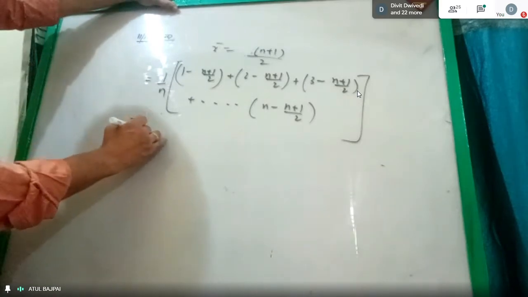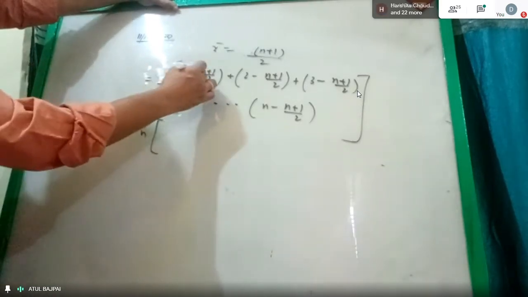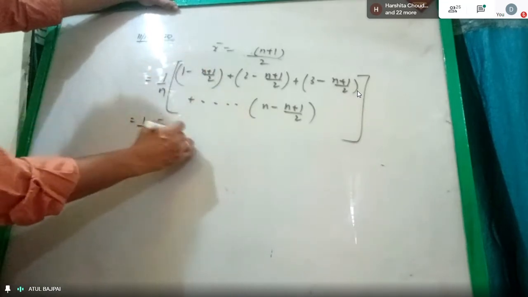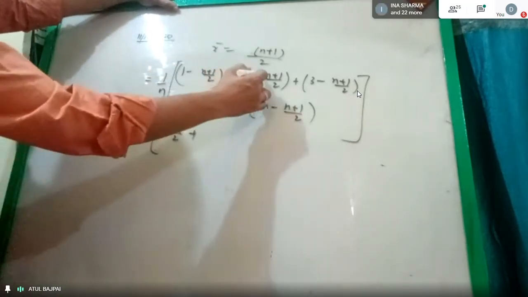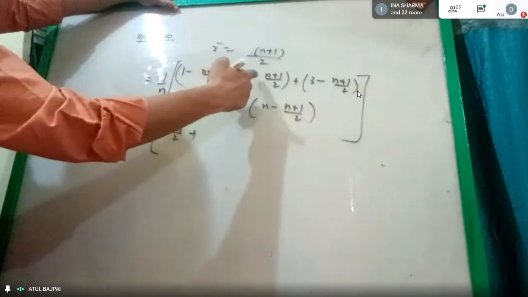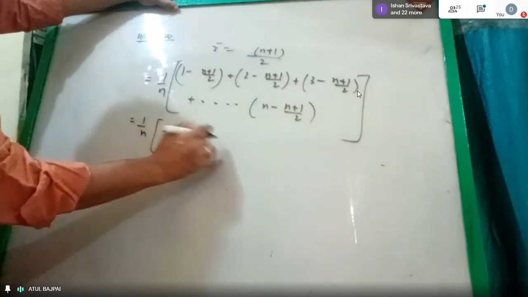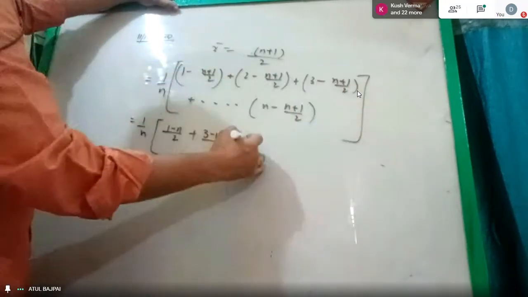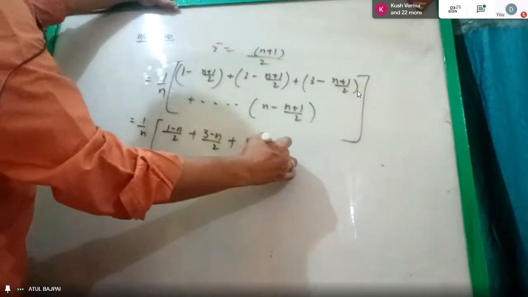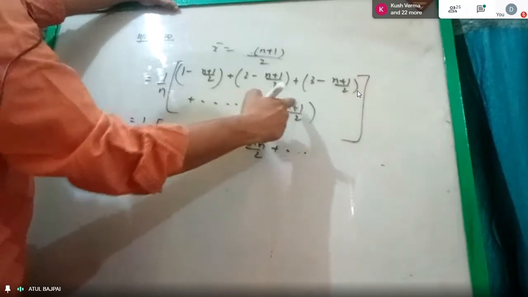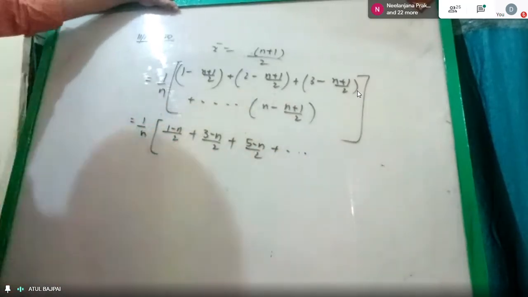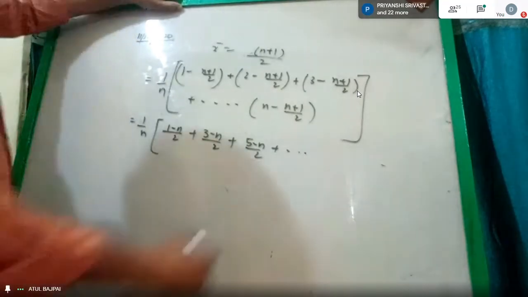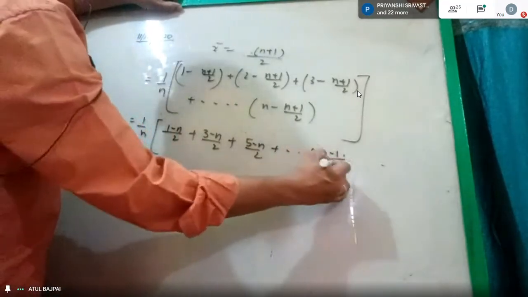If we take LCM, what do we get? 2 minus n minus 1, 1 minus n upon 2. 4 minus n minus 1, 3 minus n upon 2. 6 minus n minus 1, 5 minus n upon 2, plus dot dot dot, 2n minus n minus 1, n minus 1. Check. Are you getting the same or not?